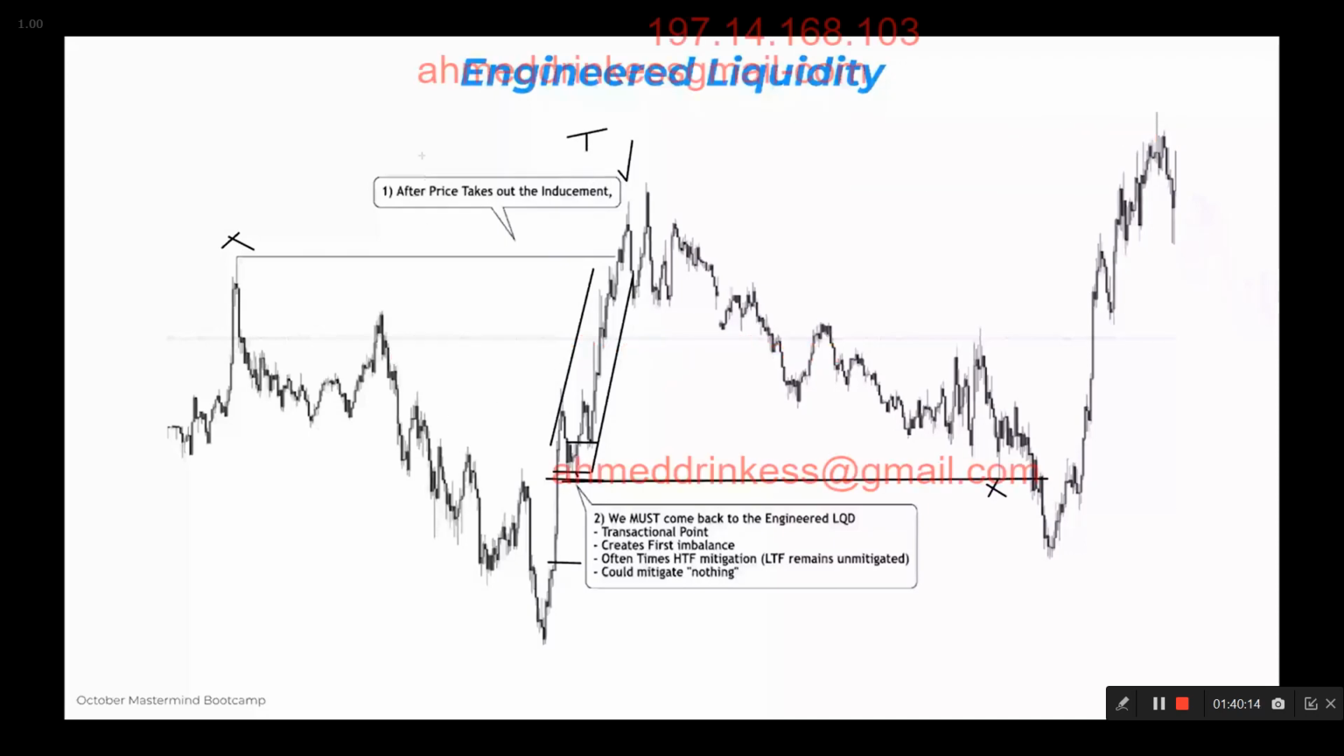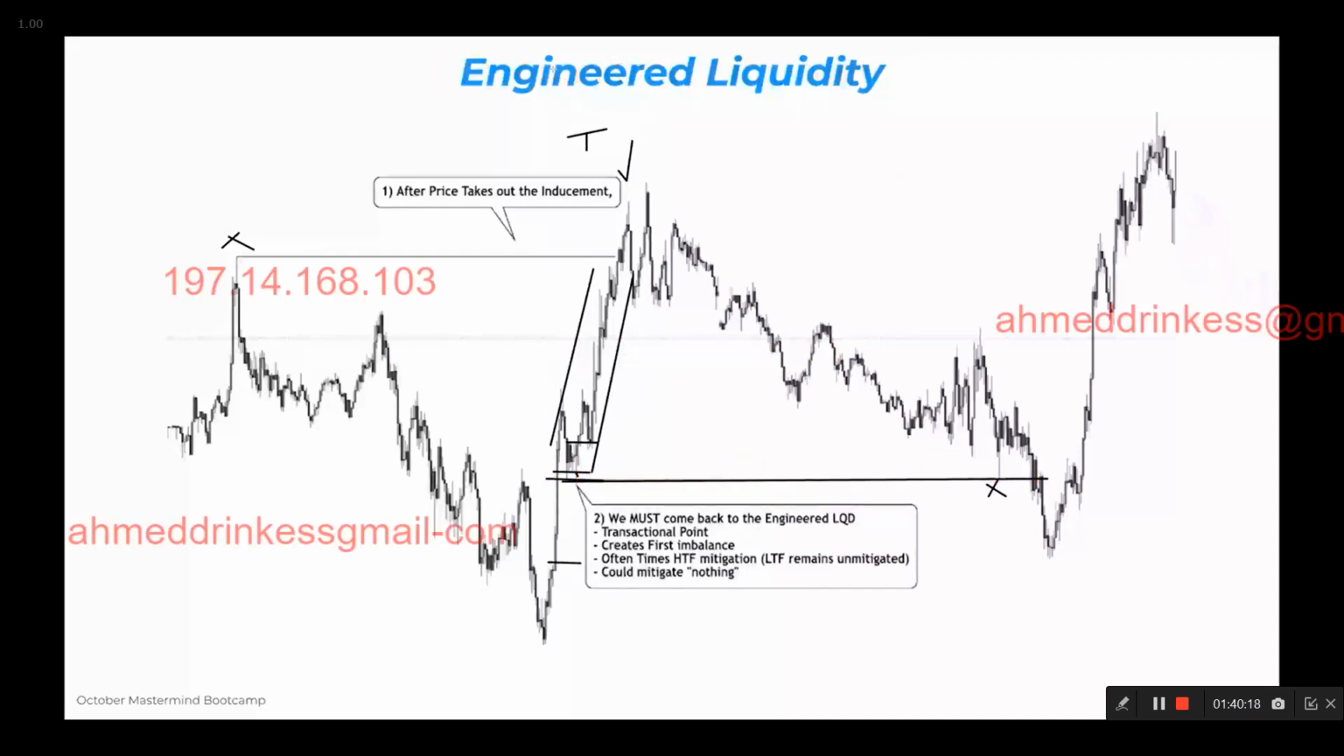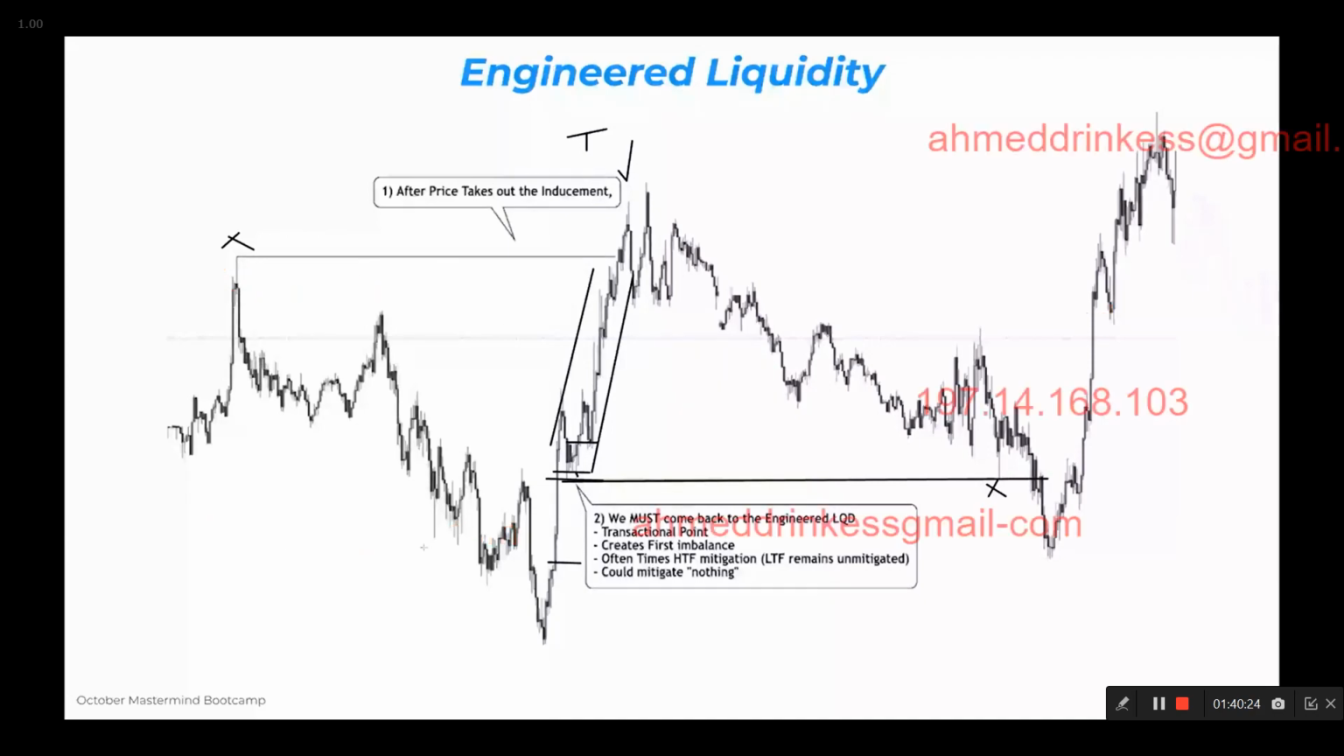Everyone type in the chat. After the trap, what do you focus on? And we're almost done, y'all. Keep you guys going.